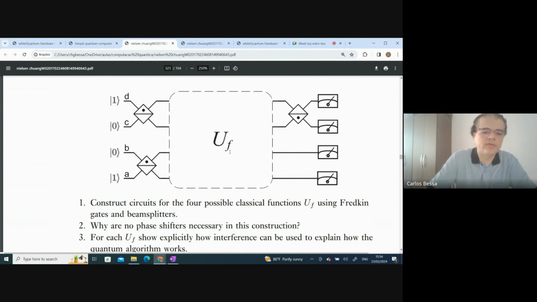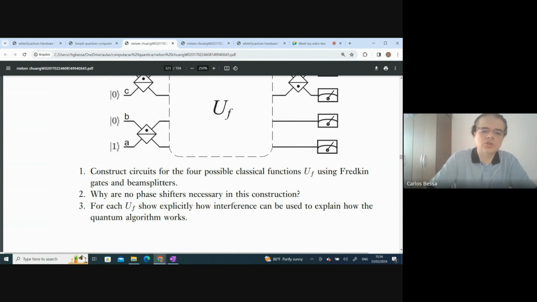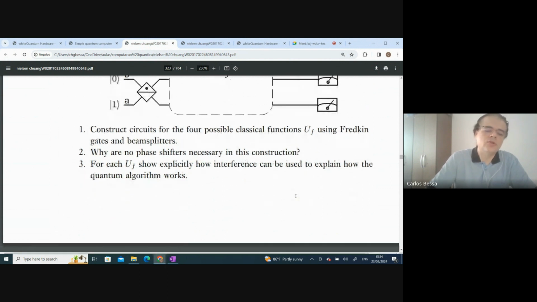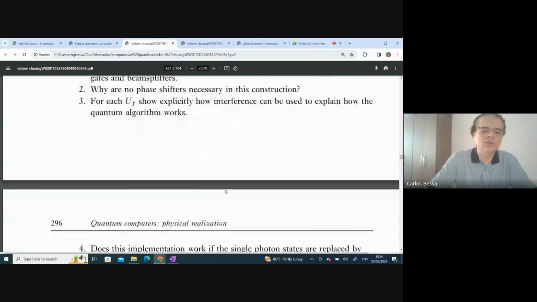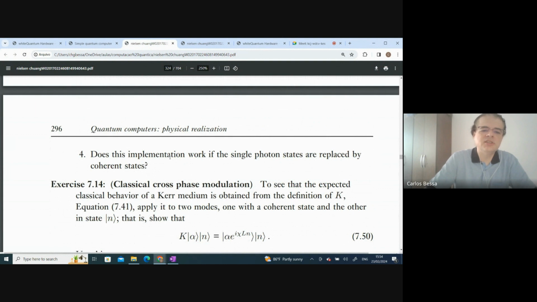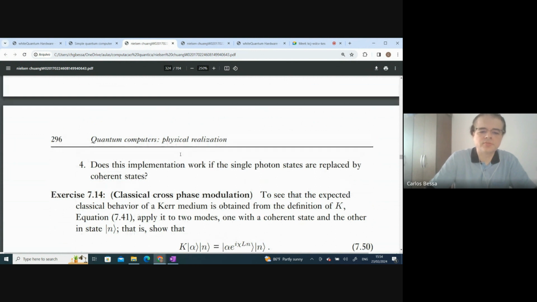It's U of F. And he has constructed circuits for the four possible classical functions U of F using Fredkin gates and beam splitters. Why are no phase shifters necessary in this construction? For each U of F, show explicitly how interference can be used to explain how the quantum algorithm works. And does this implementation work if the single photon states are replaced by coherent states?